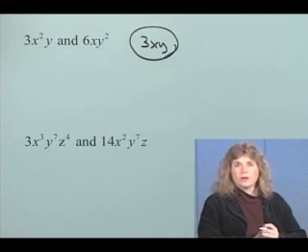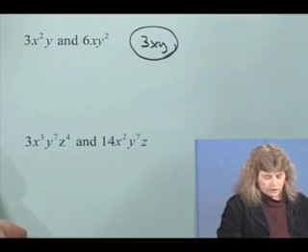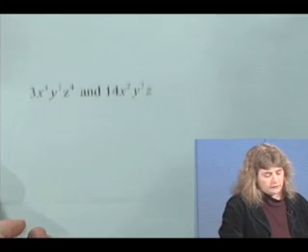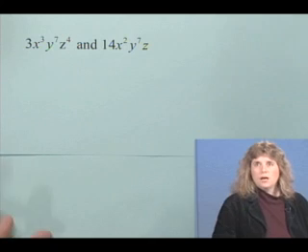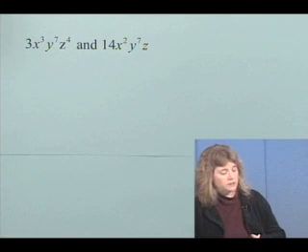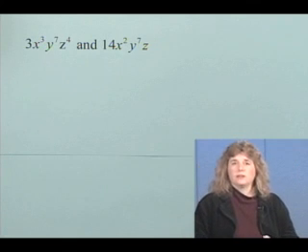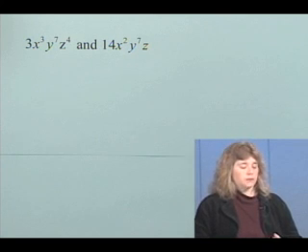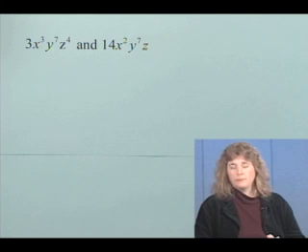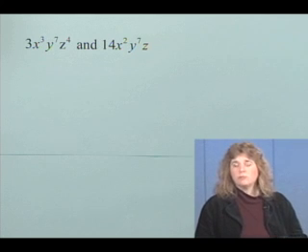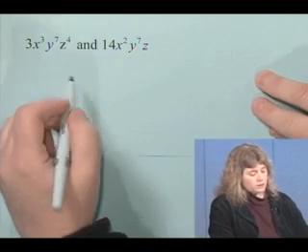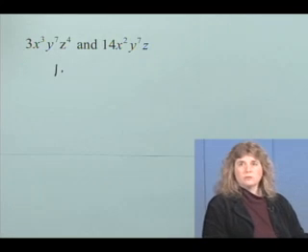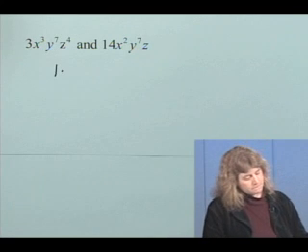And you're itching for a more entertaining problem? So here we go. We need to find the greatest common factor of 3 times x cubed times y to the 7 times z to the 4th, and 14 times x squared times y to the 7 times z. 3 and 14 don't have any common factors other than 1. We can go ahead and write the 1 down. Sometimes it's useful to be reminded of that.